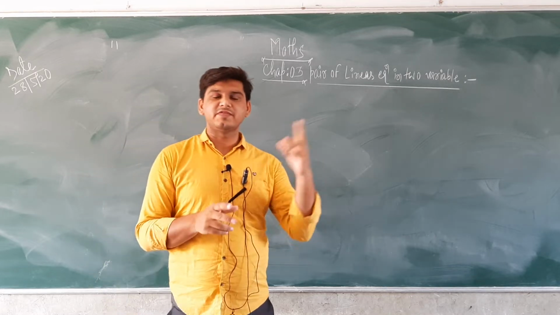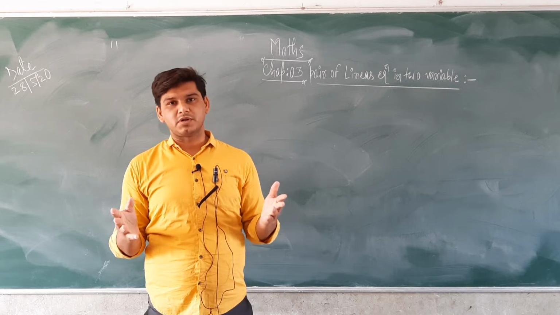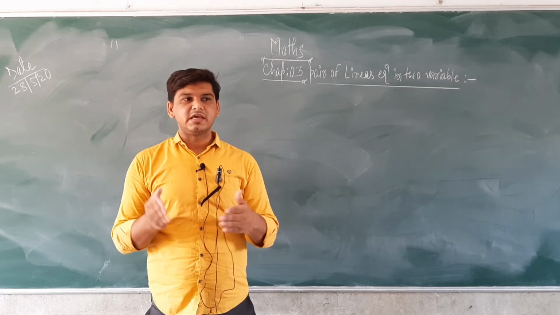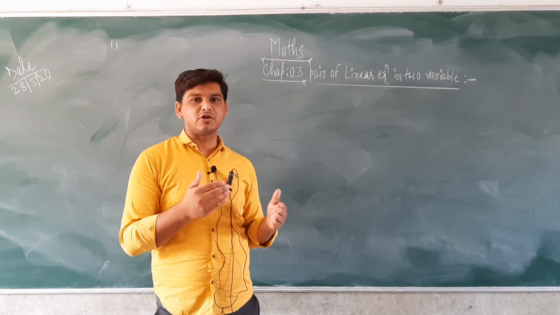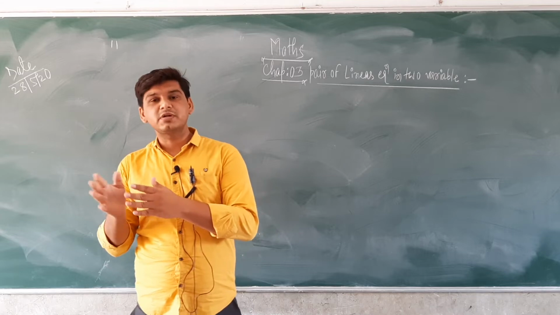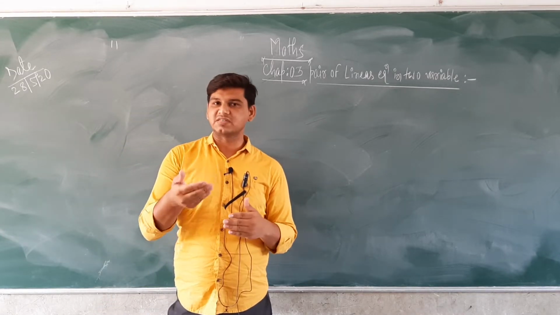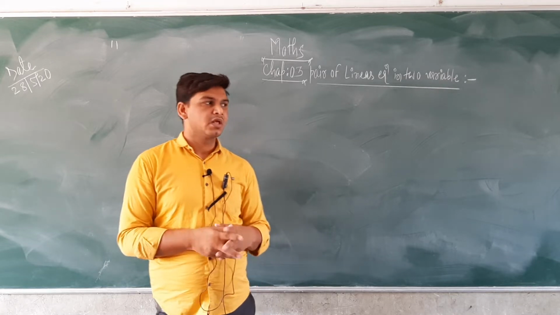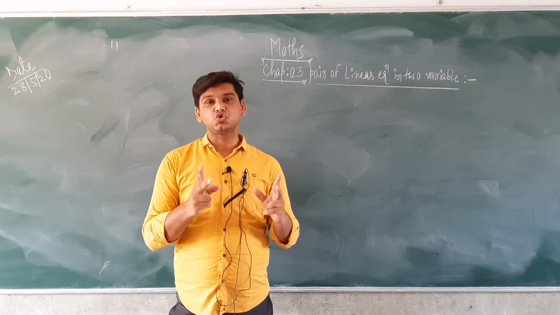First of all, when we started polynomials, we discussed the terms of a polynomial. It may be divided term-wise and power-wise. According to terms, it is a monomial, binomial or trinomial. According to power, it is linear, quadratic or cubic, because maximum power 1 is called a linear polynomial, 2 is quadratic, 3 is cubic. Today we are discussing the pair of linear equations in two variables.